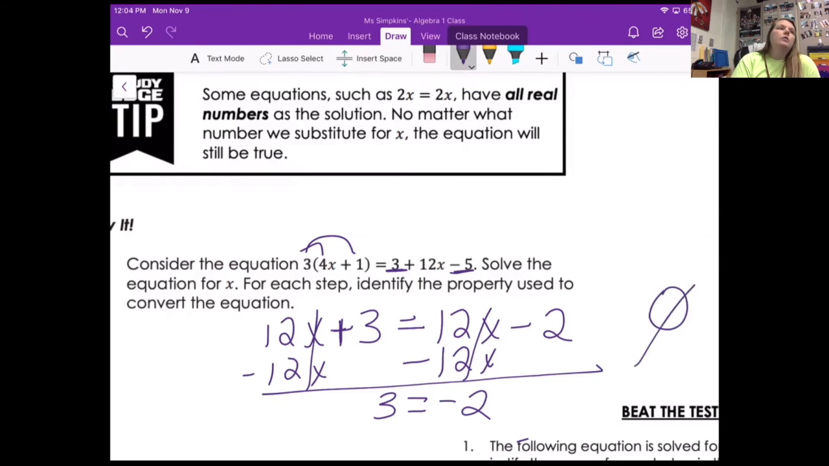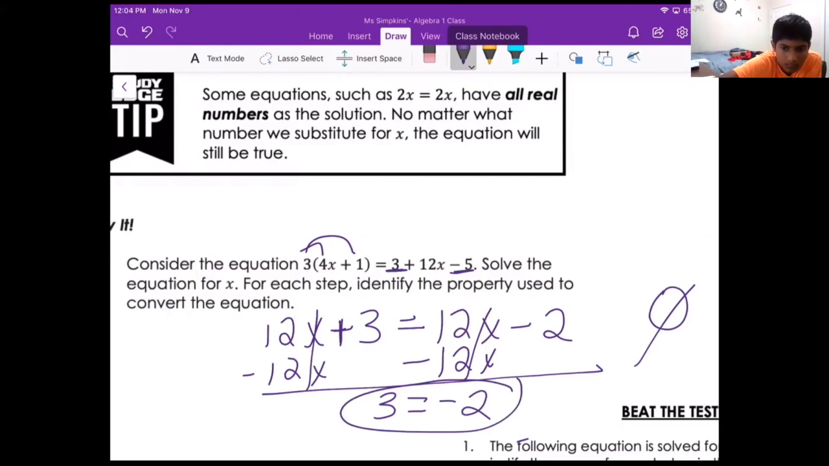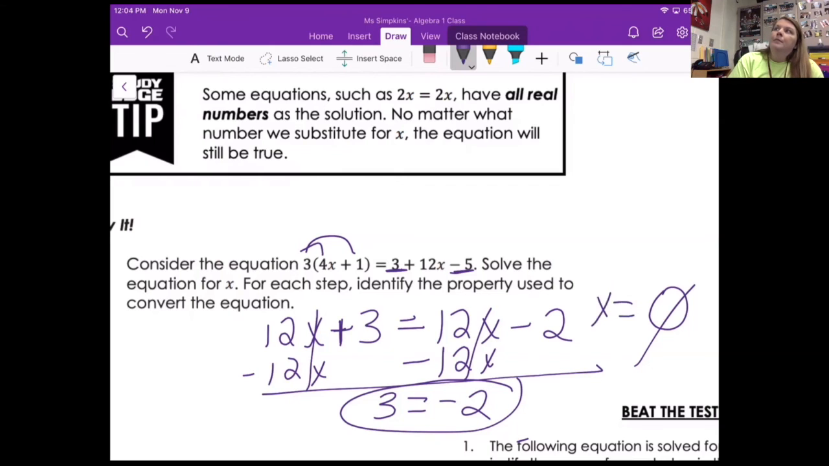There is no solution. There is no number that I could substitute in for x to give myself a true statement because we ended up with no variables and 2 numbers that were not the same. So we call that no solution. Please do not write this, because what does that look like? X equals 0 and x doesn't equal 0. There is just no solution.